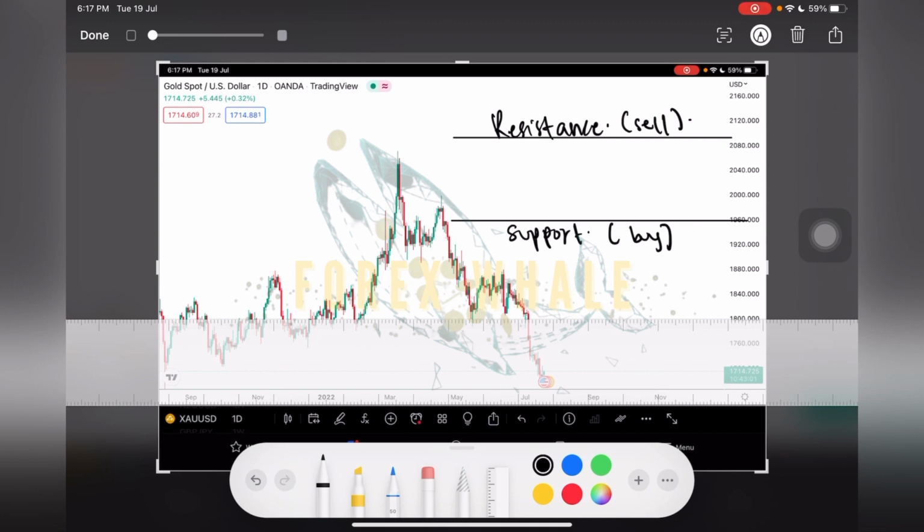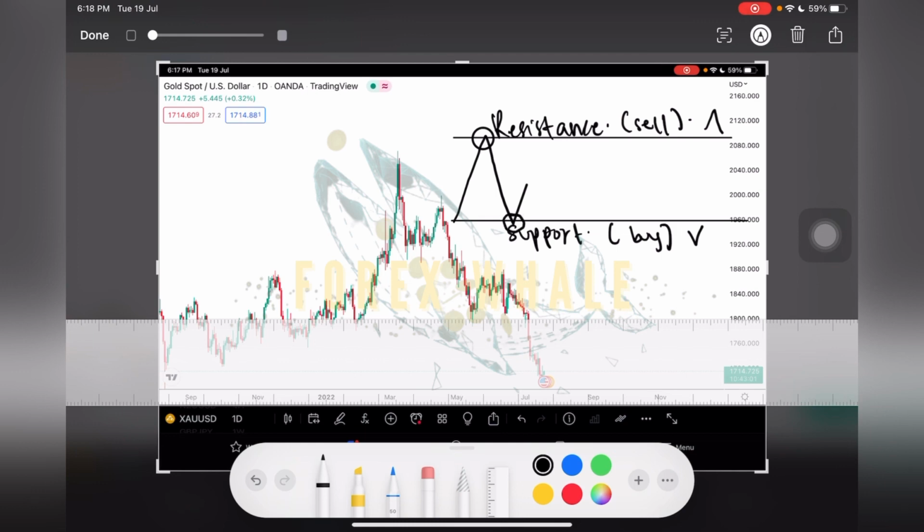So what does resistance look like? In order for us to identify SNR better, this is my recommendation: switch from candlestick to line chart. What you're seeing right now is candlestick formation, but I would recommend you look for your resistance and support using the line chart. So for resistance, the market will create something like this. This is your resistance. A resistance will look something like an A, while your support will look something like a V. Very basic understanding.